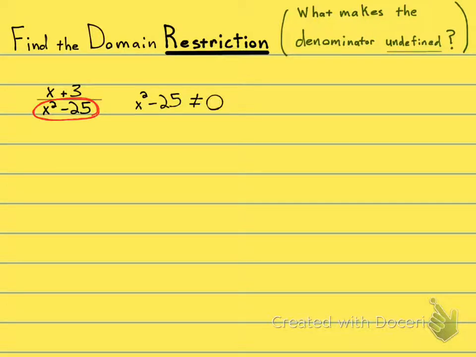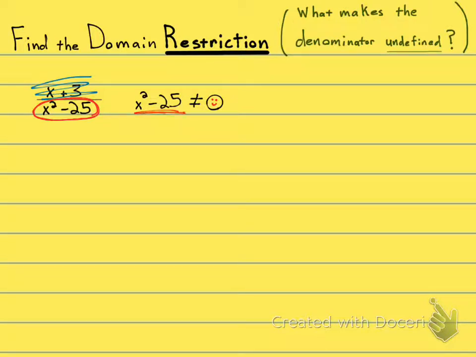Okay, so let me remind you that the numerator, we're not even worried about what's in the numerator at all if we're looking for a domain restriction. So when I look at this, it's a quadratic equation. How do I solve a quadratic equation? What's the first step? I'll give you a hint. Step 1, set it equal to 0. Done. Step 2, factor completely.